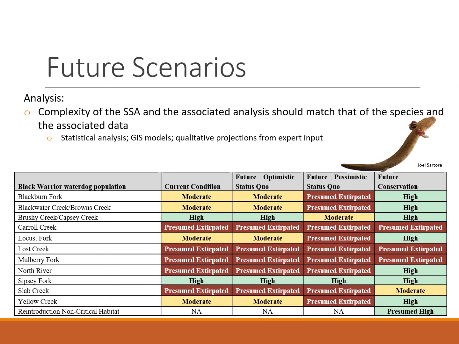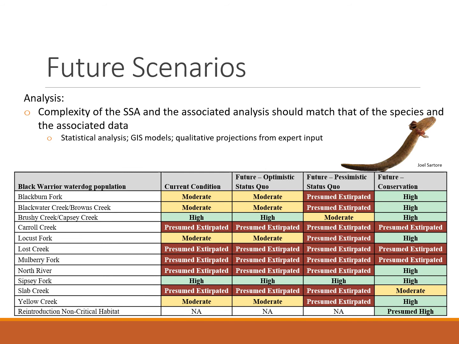So as far as the future conditions analysis itself, the complexity of that analysis will match the complexity of the taxon you're evaluating and any of the information available for that taxon. So for instance, if you're working with a species where you know a lot about its population dynamics, its habitat use, and how influences affect it now and will likely impact it into the future, you can do things like PVAs, GIS models, and other statistical analyses to really come up with a quantitative projection into the future.